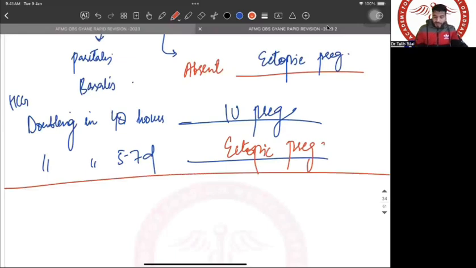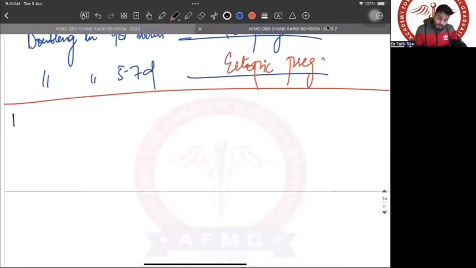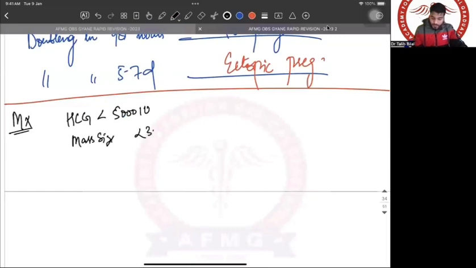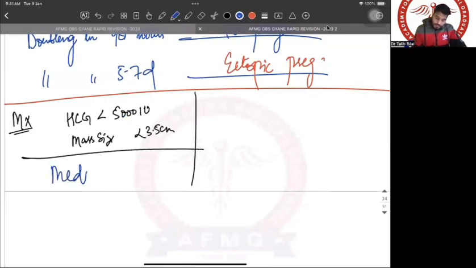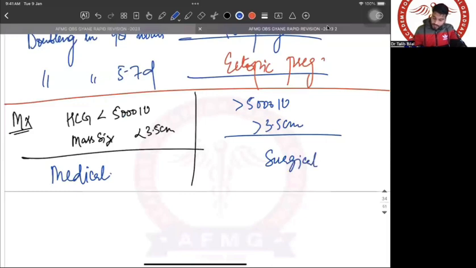Then the management, I will again write management here. I've already discussed it in part 1, guys. If the HCG is less than 5,000 international units and the mass size is less than 3.5 centimeter, you go with which management, guys? Medical management. If more than 5,000 international units, more than 3.5 centimeter, you go with the surgical management.